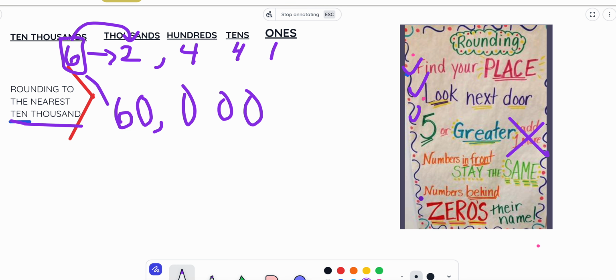Use this to help you guys with rounding, okay? So we did cover a lot. We covered expanded form, we covered place value, and we covered rounding. But I know you guys are going to do a great job. Try your best, and I'll see you soon.